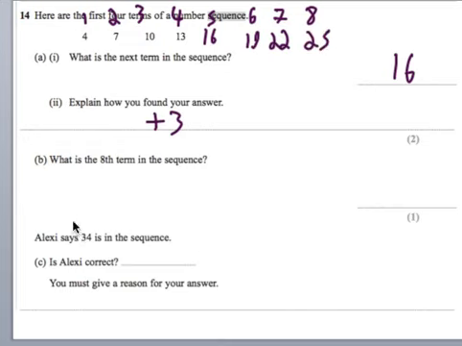In this case, Alex says that 34 is in the sequence. How would I find out if he was right? I'd simply keep adding on. 25 plus 3, 28, 28 plus 3, 31, 31 plus 3, 34. Is Alex correct? Yes, he is.